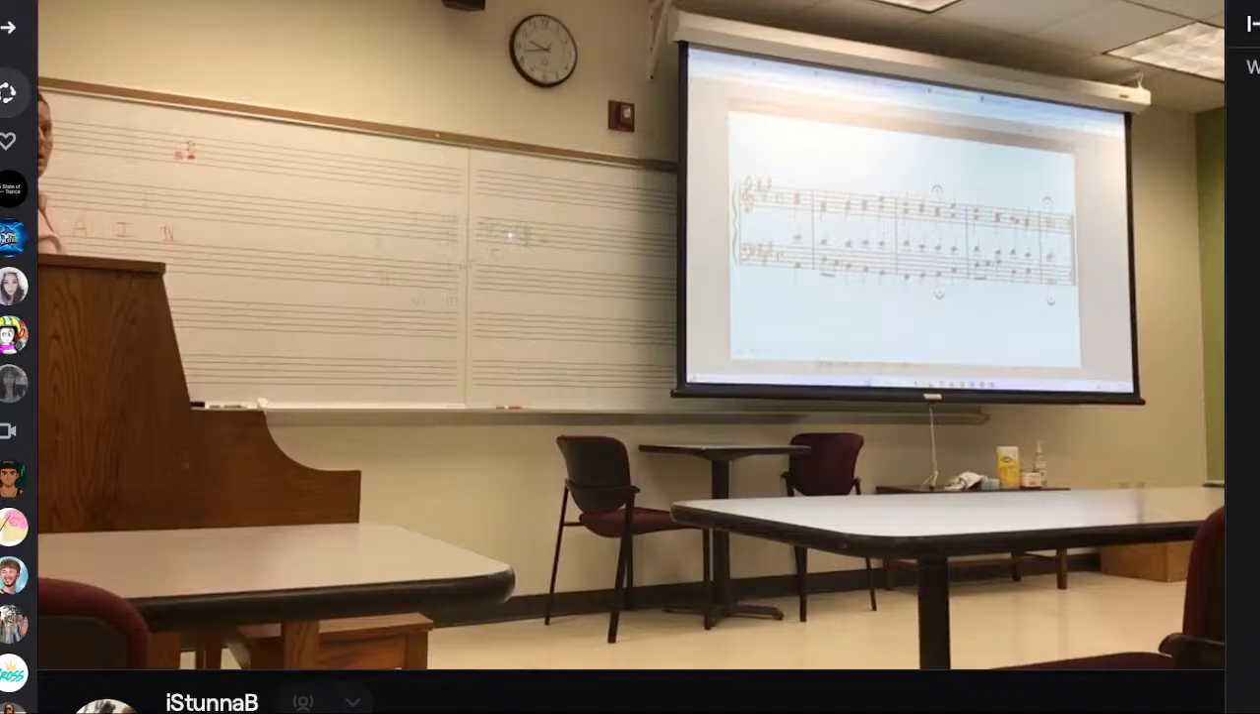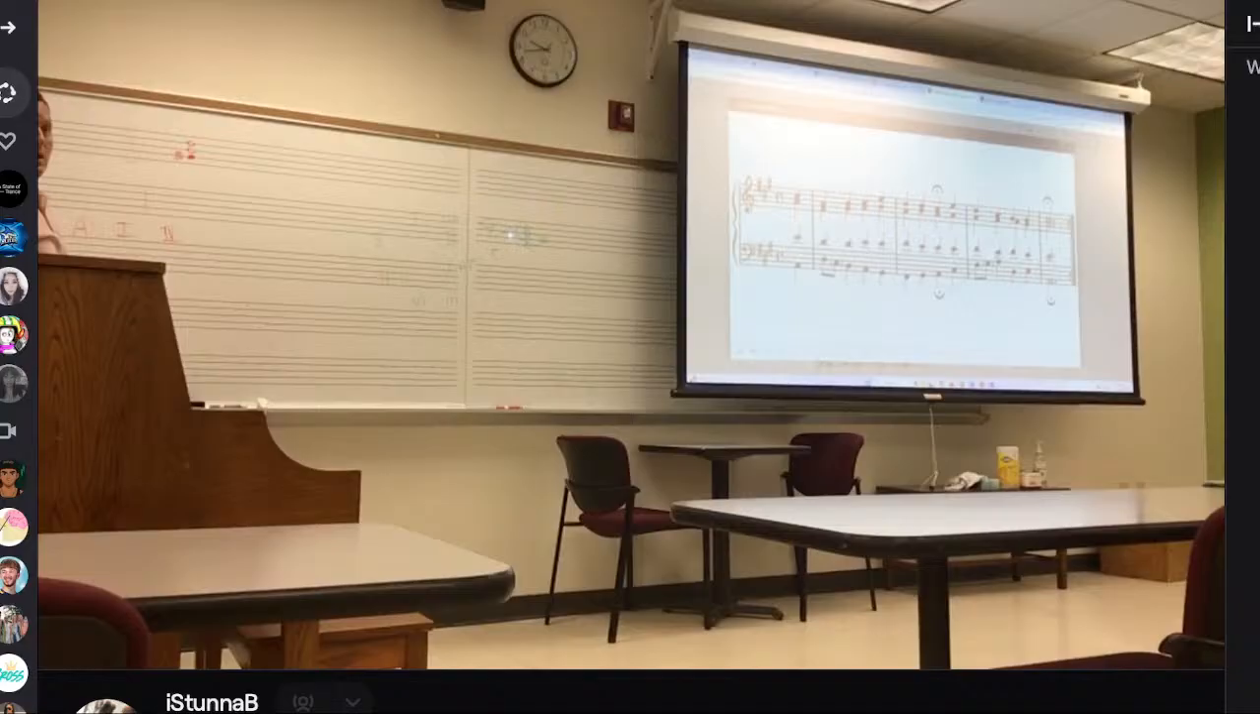Andrew, next chord: A, E, A, and C sharp. What's the root? A. And what scale degree is A in the key of A? 1. And what type of triad is it? Major. And it's in root position, because the A is in the bass.